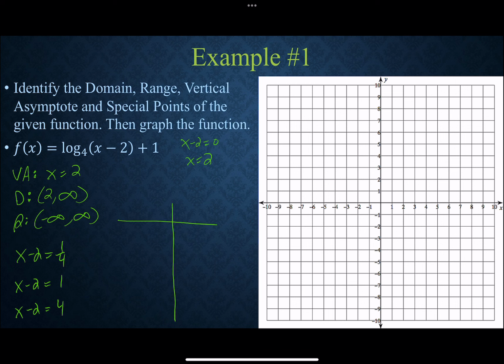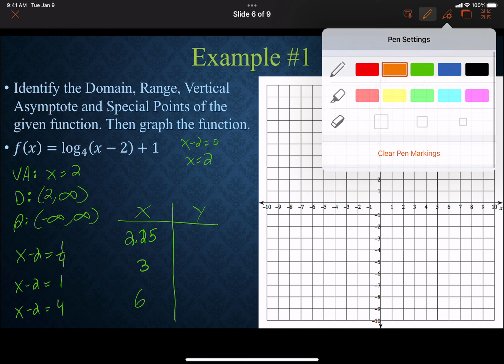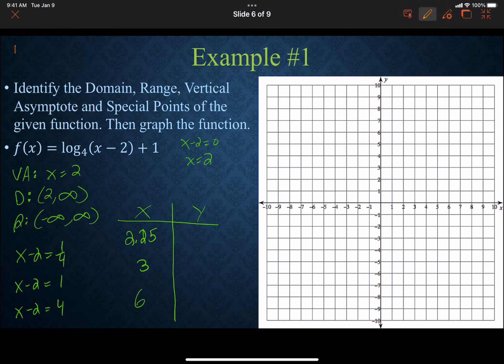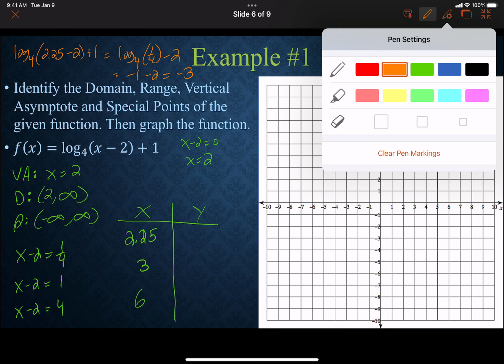And the reason for that is very straightforward. So we're going to have 2.25, 3, and 6. If I were to go through and evaluate what happens when I substitute in the 2.25, I would have log base 4 of 2.25 minus 2 plus 1. That becomes log base 4 of 1/4, really, because 0.25 is what's left over. When we have log base of the reciprocal of the base, that result is negative 1. And negative 1 minus 2 is negative 3.